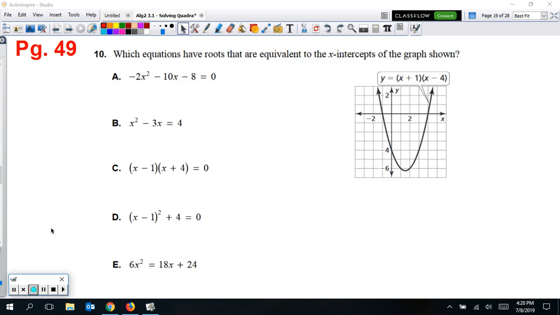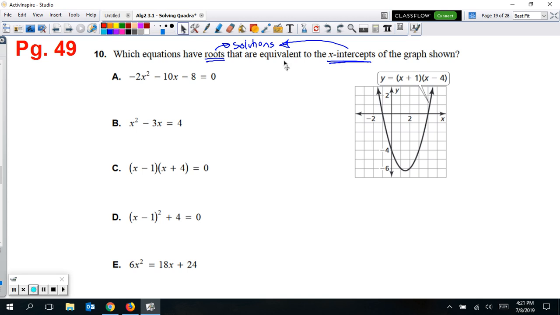Okay, so here on page 49, you're seeing number 10, and it's asking us this question: which equations out of these 5 different equations here, A through E, have roots that are equivalent to the x-intercepts of the graph shown? So let's define some words here. Remember that the roots and x-intercepts have the same meaning. They just mean the solutions. So which roots are equivalent to the x-intercepts, they're going to be the same solution.